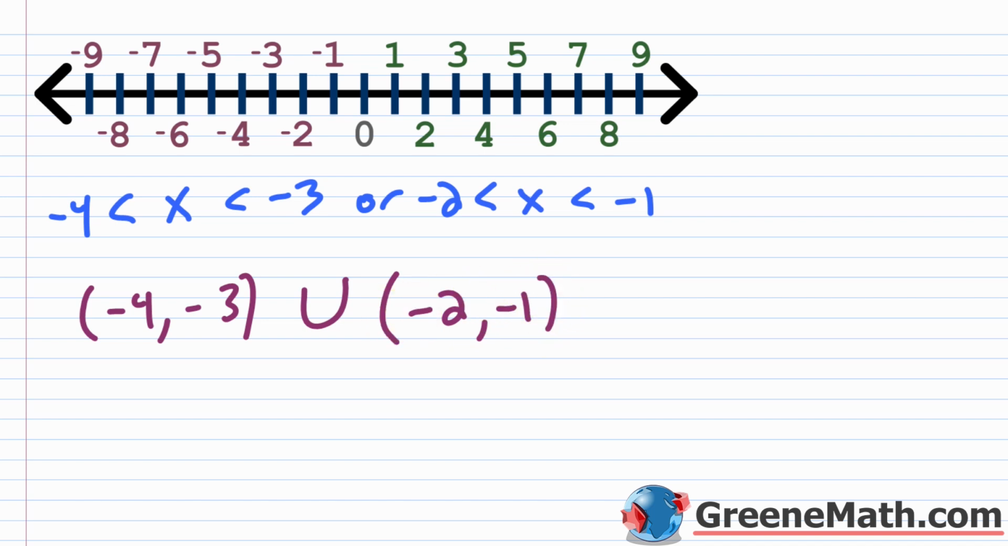Coming to the number line, let's look for negative 4. Let's put a parenthesis there or an open circle, and then put a parenthesis on negative 3. Again, those are both excluded. Let's just shade everything in between. Let's come to negative 2. Let's put a parenthesis there or an open circle. Then come to negative 1. Put a parenthesis there or an open circle, and just shade everything in between. So x here can be anything that's greater than negative 4 going up to and excluding negative 3. Or it could also be anything larger than negative 2 going up to and excluding negative 1.